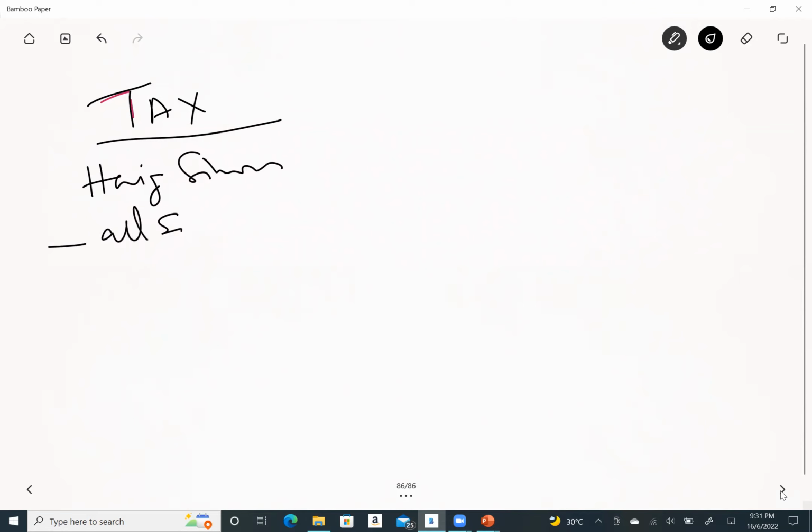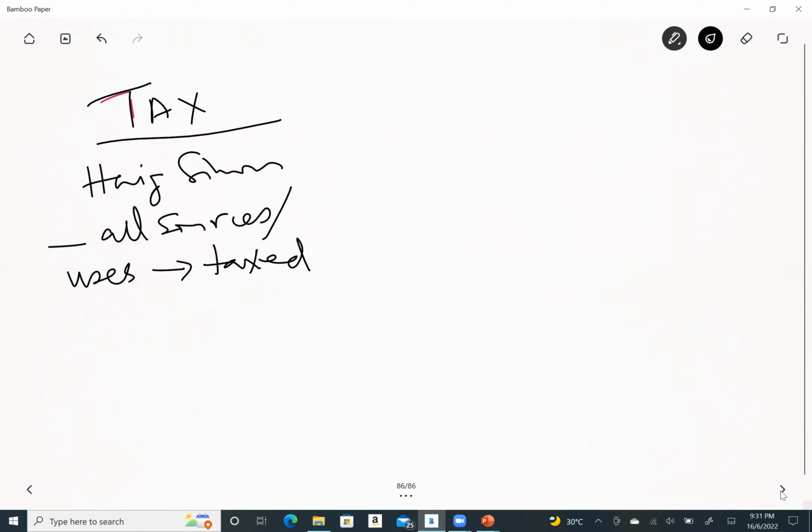So you could talk about the tax. According to the Hick-Simon, all income, from all sources, regardless of use, will be taxed.